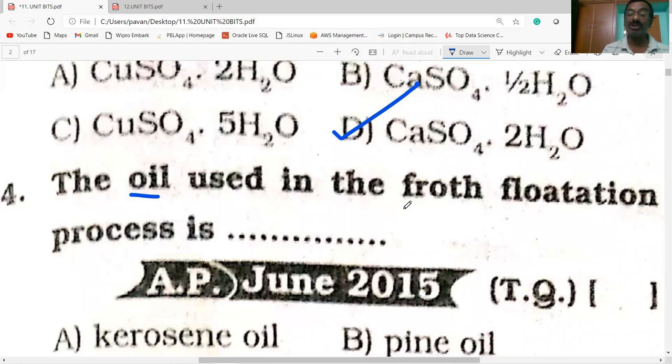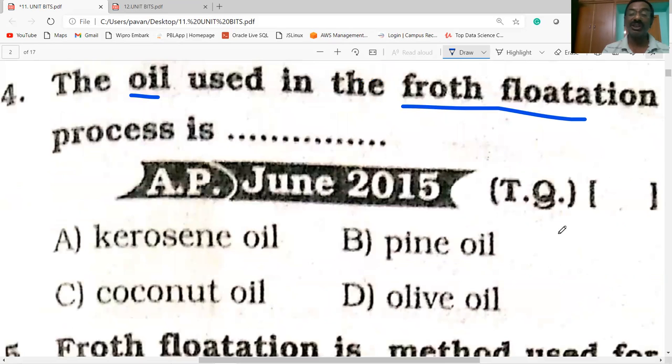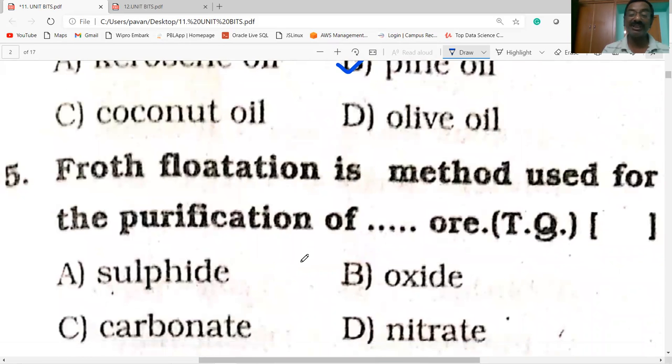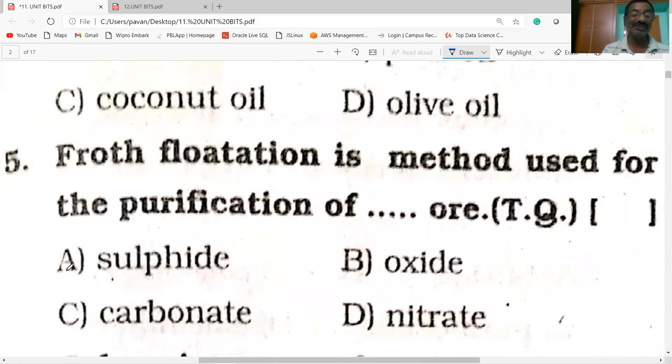Next question. The oil used in the froth flotation process. Enduku vadtamu? For purification of sulfide ores. Andulo vade oil edi? Pine oil. The froth flotation is the method used for purification of sulfide ore.